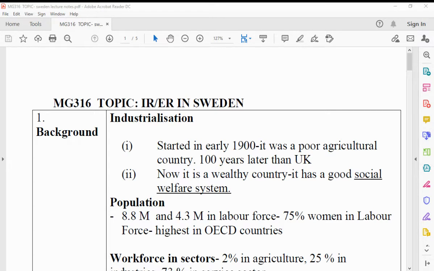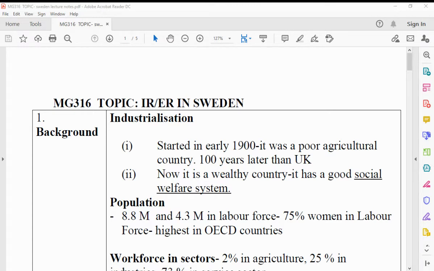And once we cover employment relations in Sweden, you will see that there are a number of similarities between the employment relations in Sweden and the employment relations in Germany. To start off, some of the key similarities between Germany and Sweden is, first of all, co-determination. We saw that in Germany we had co-determination whereby the two parties come together and make the decisions.